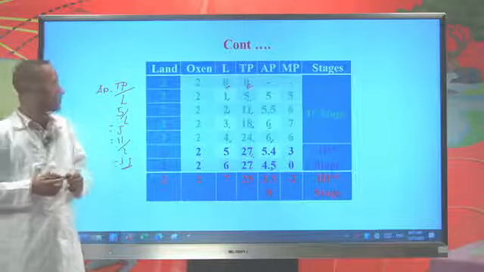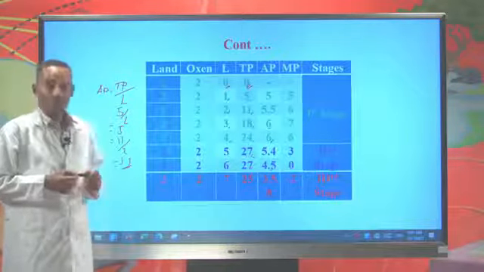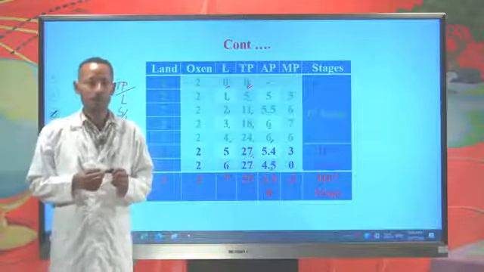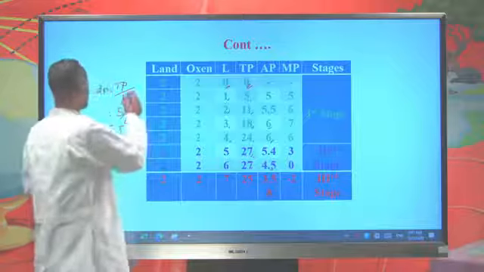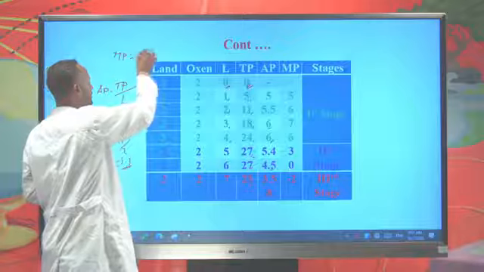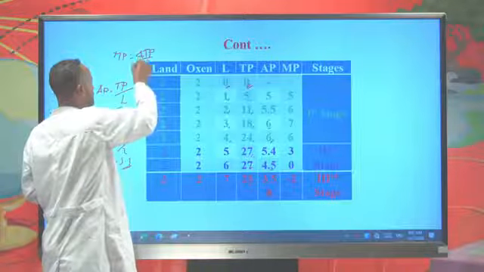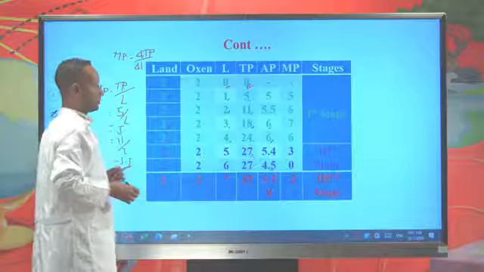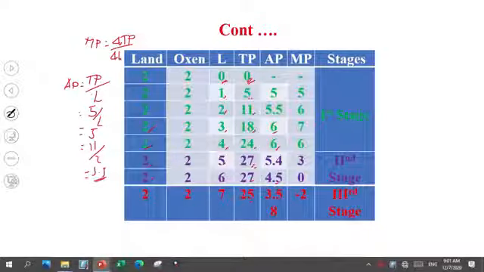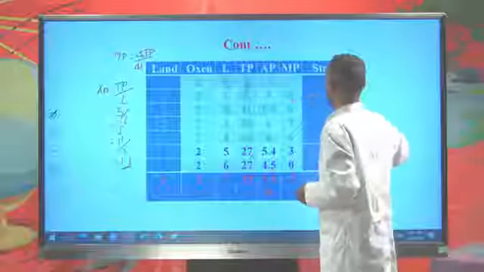Now let's see the marginal product. Marginal product is the additional output produced from an additional unit of the variable input labor. Mathematically, the marginal product of the variable input labor is calculated by dividing the change in the total product by the change in the variable input labor. For example, if 0 labor produces 0 quintal, and if we get 5 quintal from one labor, then the additional output produced from an additional unit of the variable input labor is 5.